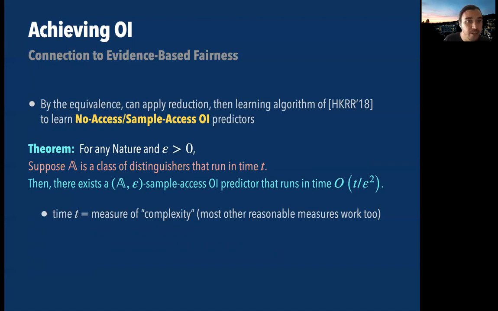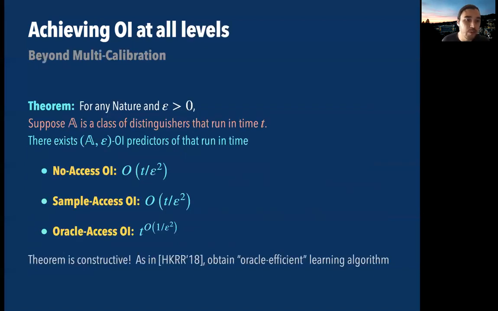So that only shows a positive result for these first two levels. In fact, in the paper, we generalized the result from the learning algorithm given for multi-calibration, showing how to learn OI predictors directly for all of the variants we consider. So the theorem is constructive and works by giving a boosting style algorithm that looks for sets on which you can distinguish the predictor from nature, and then updating when you find such a distinguisher.